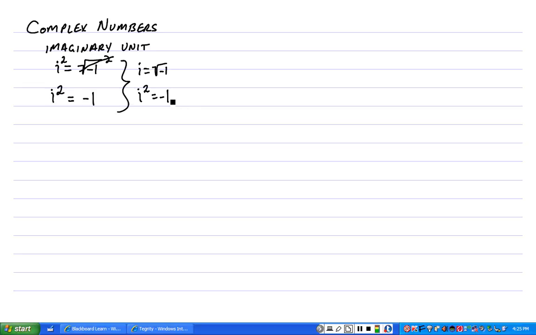Now, when it comes to putting complex numbers into what we call standard form, our standard form for complex numbers is a plus bi. Where a would be considered the real number and b would be the coefficient or multiple of an imaginary unit, and the two come together to form what we call a complex number.